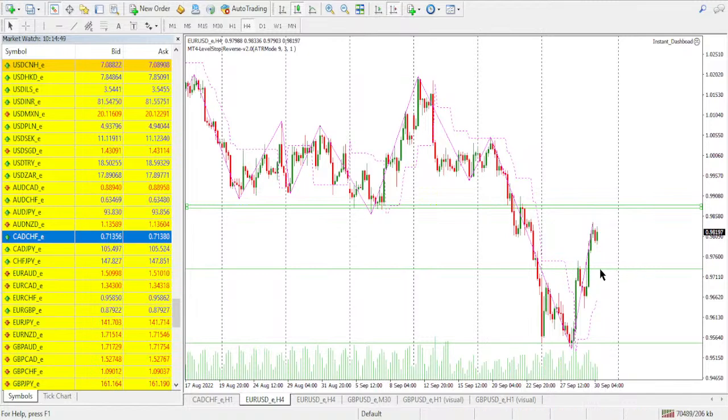So you may place a pending buy limit here, have your stop loss below the low of this candle, and your take profit should be here. And if you sell it here, have your stop loss above the high of this candle, this inside bar candle, and you have your take profit somewhere here.